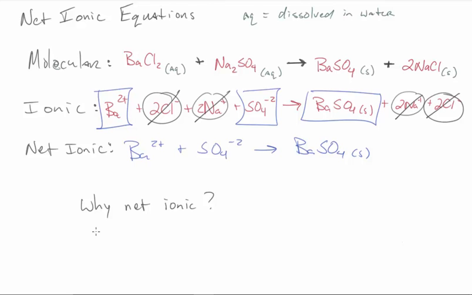Well, net ionic equations only show what actually changed. It only shows what actually changed or what actually was involved in the reaction. And so that's why we use net ionic equations, because if you go back and take a look at the molecular, there's a whole bunch of stuff there that does not need to be there. My net ionic simplifies it all out and shows me only what is actually going to react.